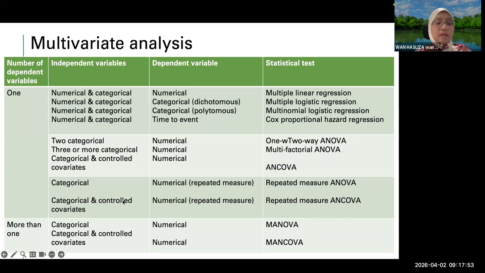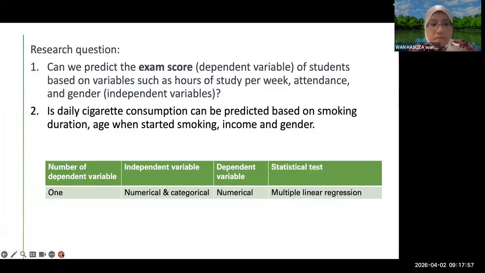Okay, let us see each one of the tests. This is the question: can we predict the exam score? The exam score is your dependent, based on the student's hours of study per week, attendance, and gender. So now, other than one variable, you want to see three variables at the same time. This statistical test means that you put all these three variables in at the same time.